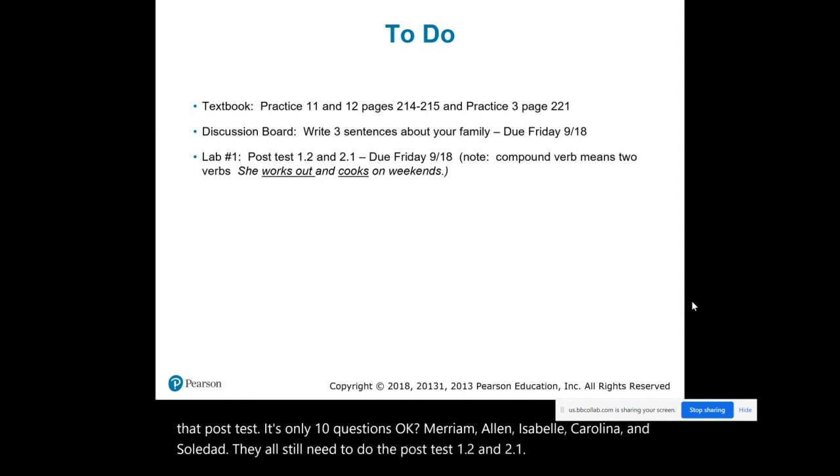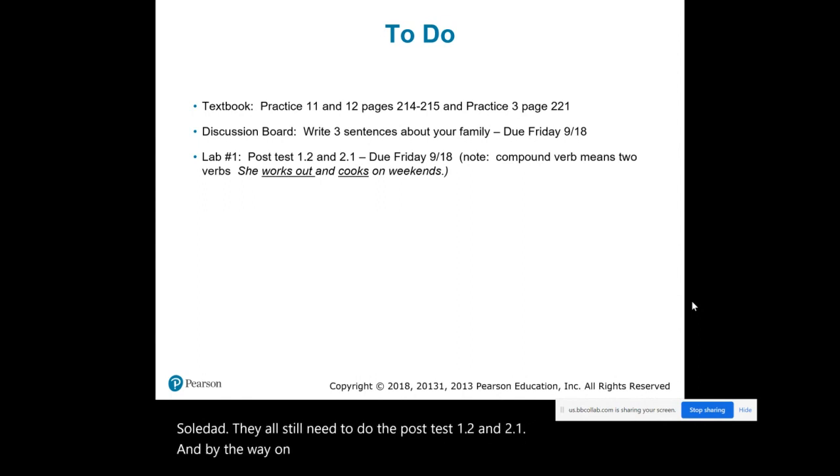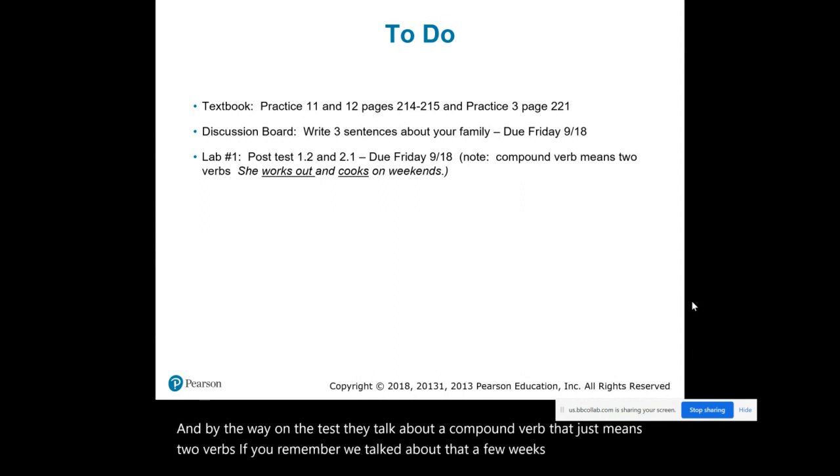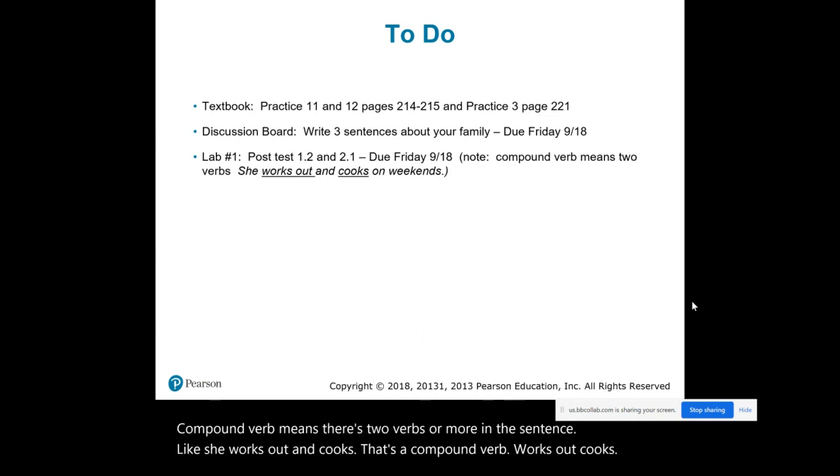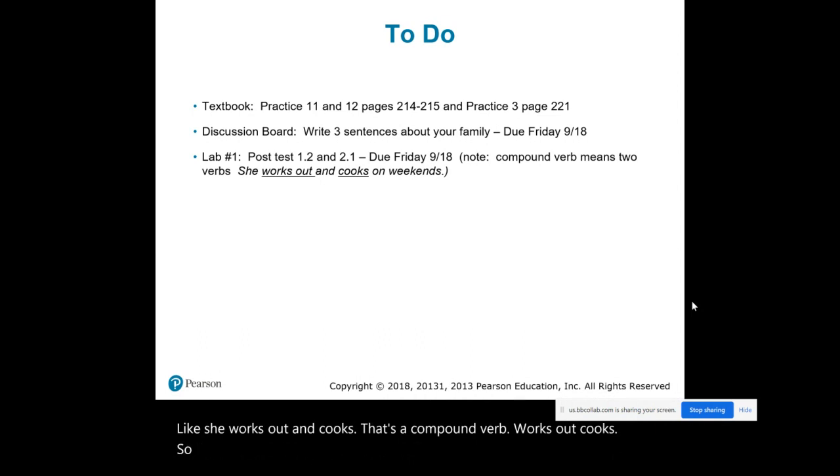Okay. And by the way, on the test, they talk about a compound verb. That just means 2 verbs. If you remember, we talked about that a few weeks ago. Compound verb means there's 2 verbs or more in the sentence. Like she works out and cooks. That's a compound verb. Works out, cooks. Okay. So remember that for the test.